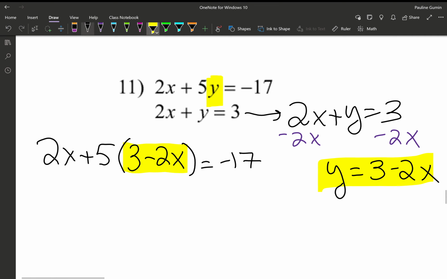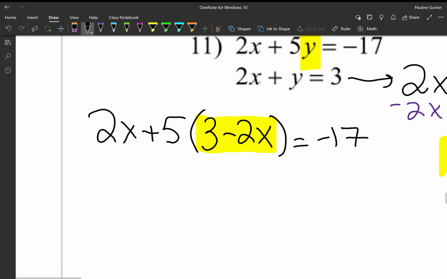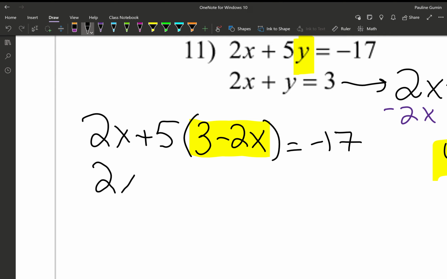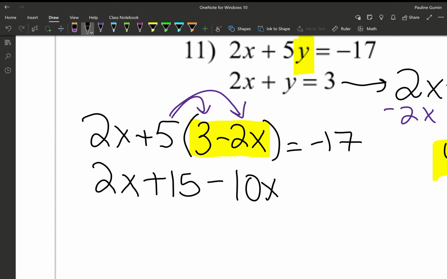Okay, you know that first step. Let's distribute. So we are distributing a positive 5. 5 times 3 and 5 times negative 2x. So we have 15 minus 10x equals negative 17.